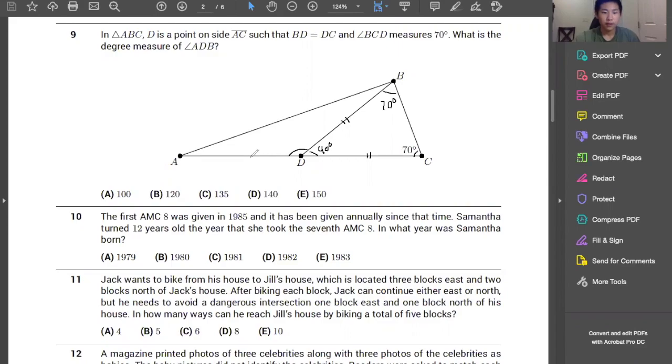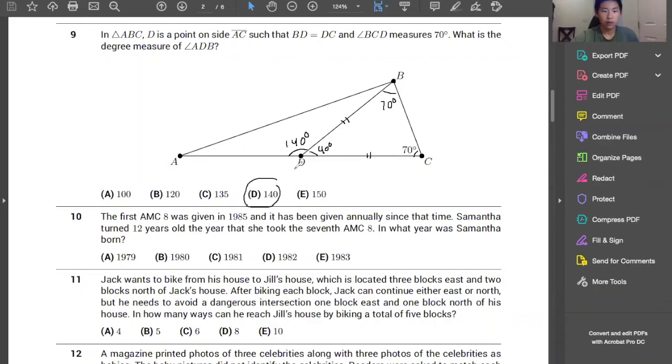Now finally, to find ADB, we know that ADC forms a straight line. So this angle in total must be 180. So since this part is 40, the remainder would be 140. 140 degrees. And so our answer is D.